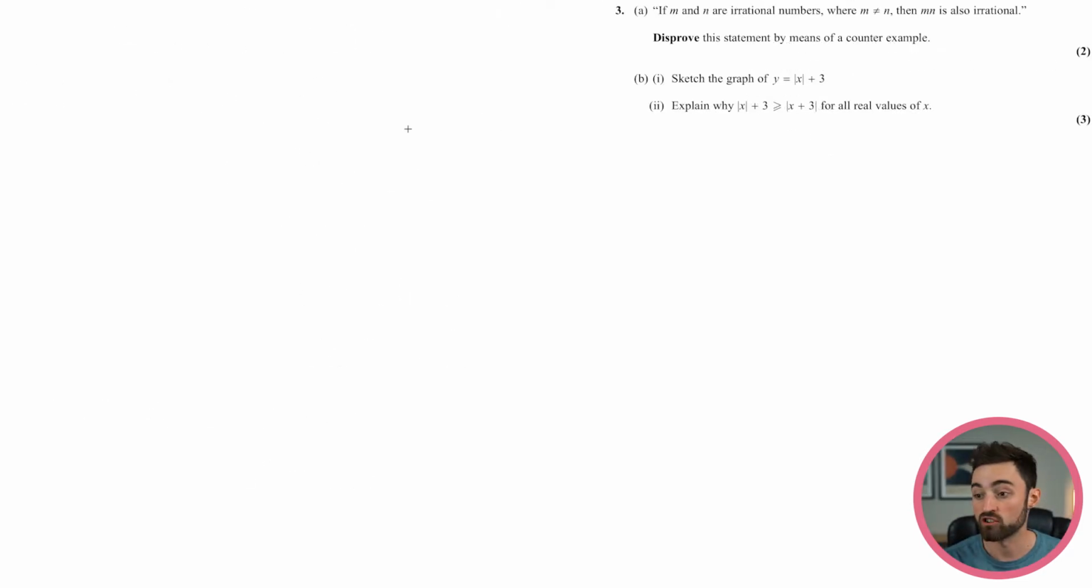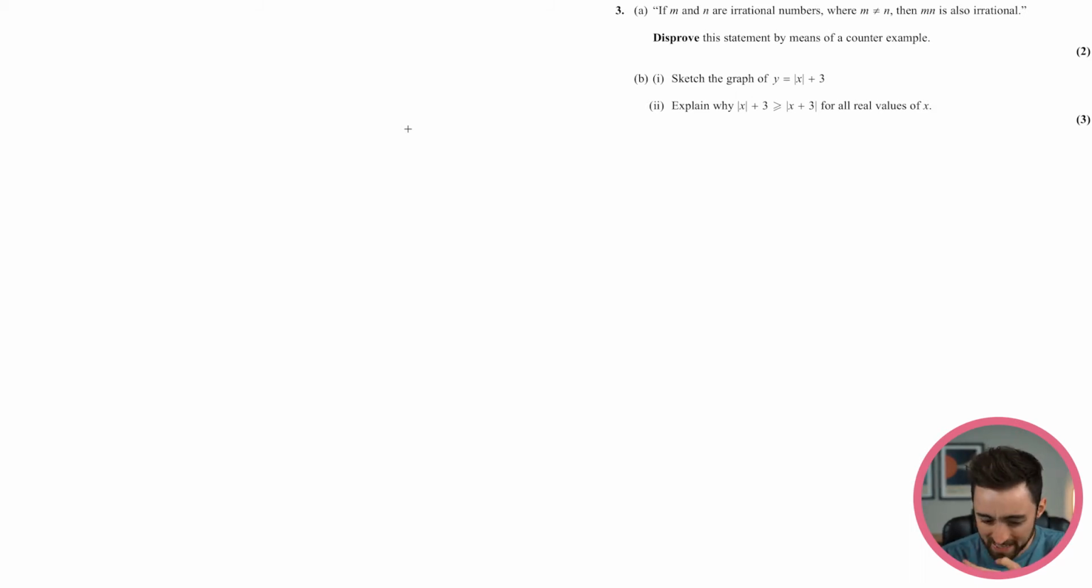Bit of proof. If m and n are irrational numbers where they're not equal, and mn, so m times n, is also irrational, disprove this statement by means of a counterexample. Okay, so essentially we need to find two numbers. They both need to be irrational. And then when we times them together, we need a number that is rational, so a nice number, an integer, a nice fraction, or something like that.